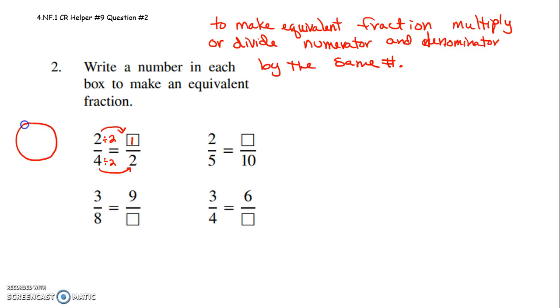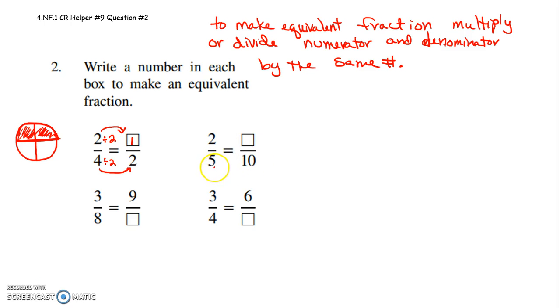I had a lovely circle, broke it into fourths, and I shaded 2 of those 4 parts. I've actually really shaded 1/2 of that circle.